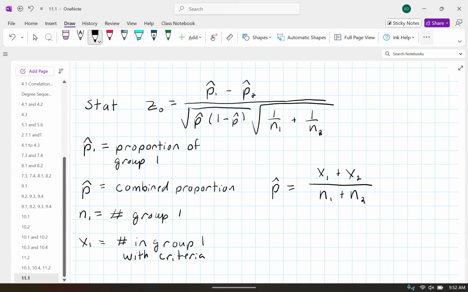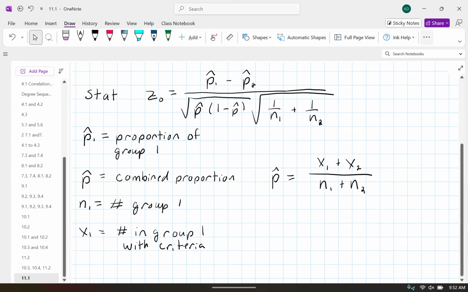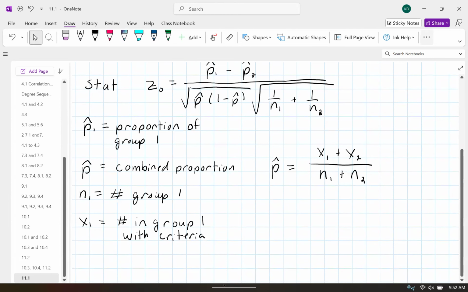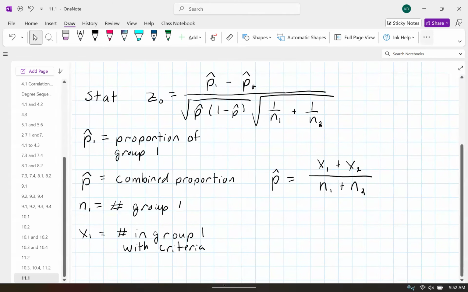So I would say your X sub one is the total number in your special group, or if you fit a certain criteria in group one. Do that there for a sec.